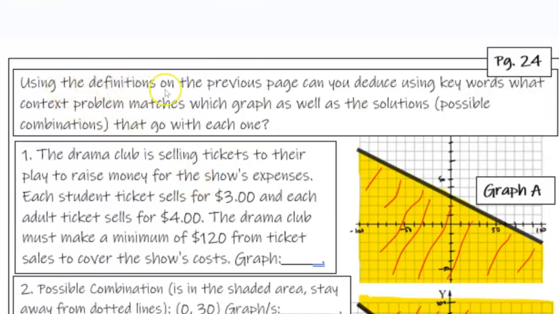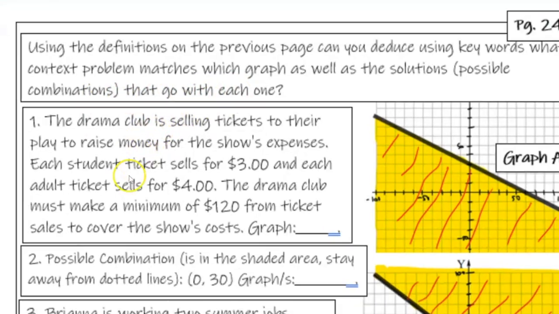so far? So using the definitions on the previous page, can you deduce using keywords that the context problem matches which graph as well as the solutions? That's the possible combinations that go with one another. So let's take a look at the first one.